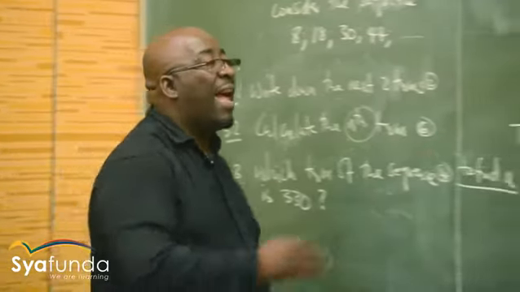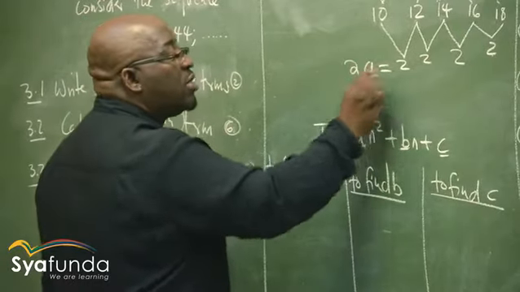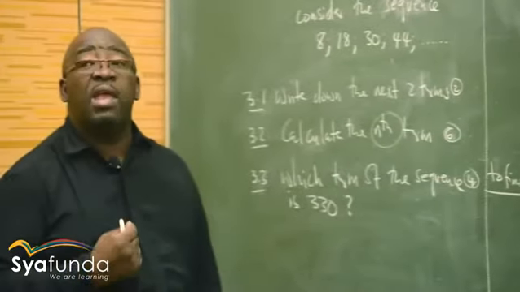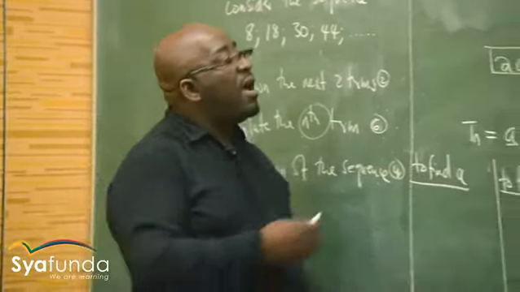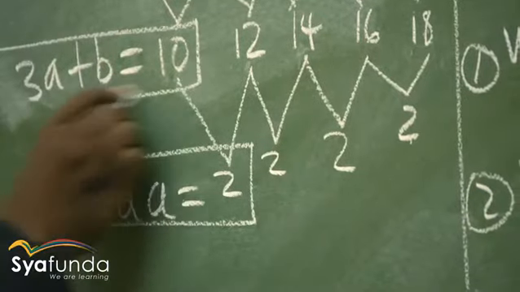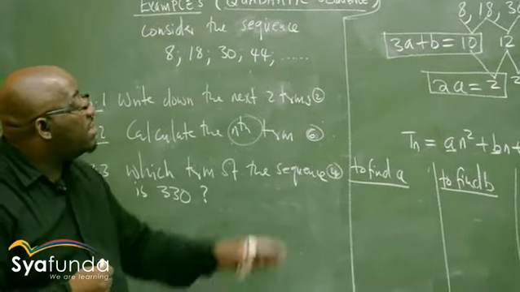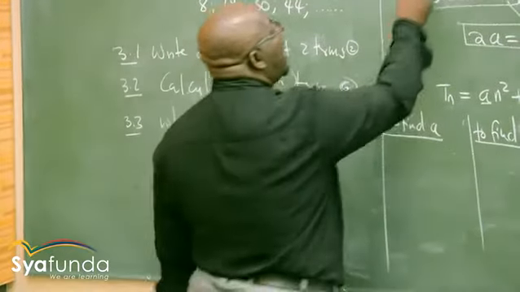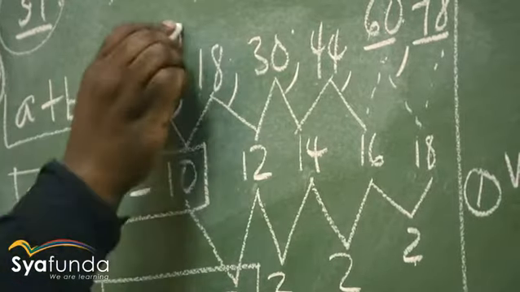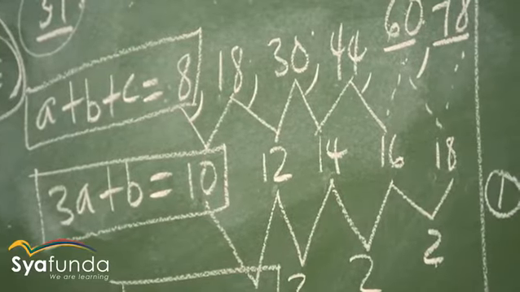To find A, I go to the second common difference. I say 2A is equal to whatever value I have there. To find B, I will say 3A plus B is equal to whatever value I have there, which is the first difference. But how would I go about finding C? To find C, I will use the formula A plus B plus C is equal to the first term. So these are the three things you will use to find the nth term.